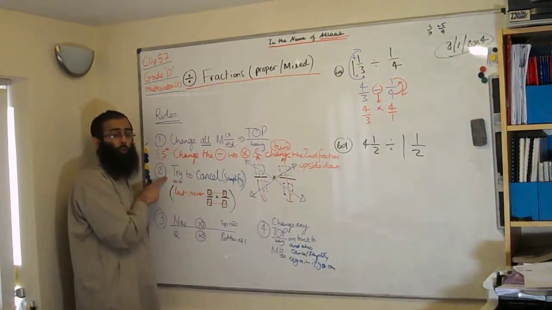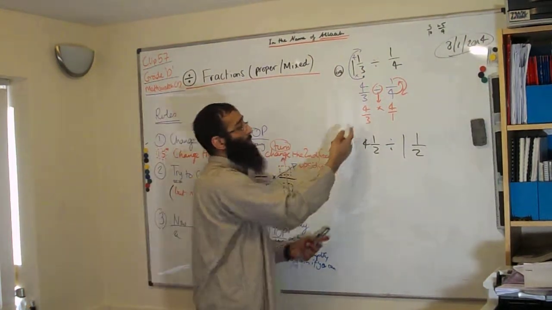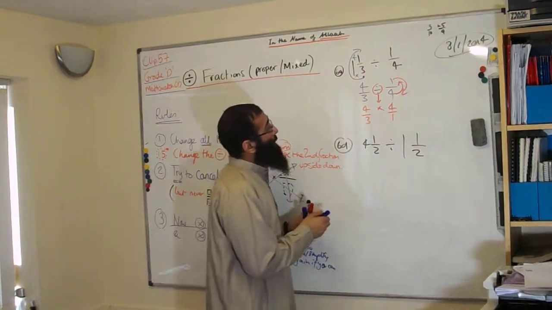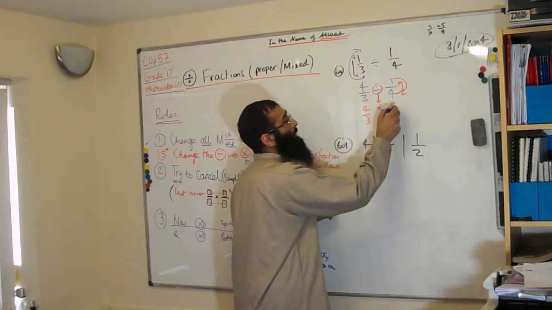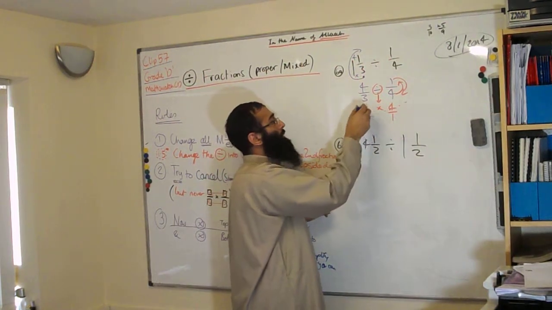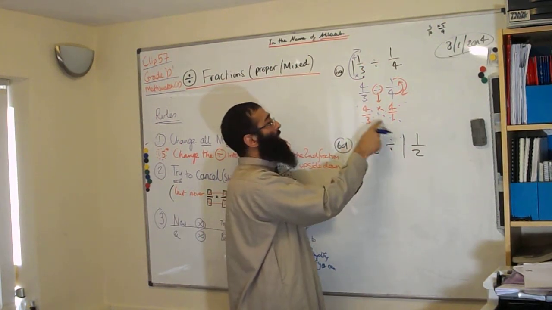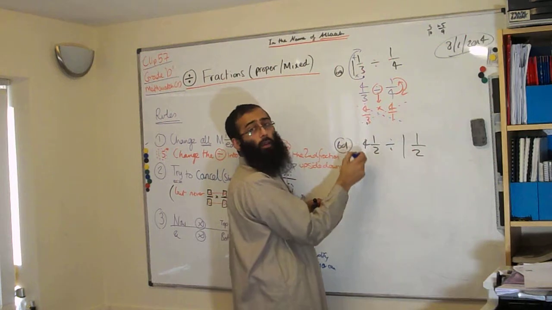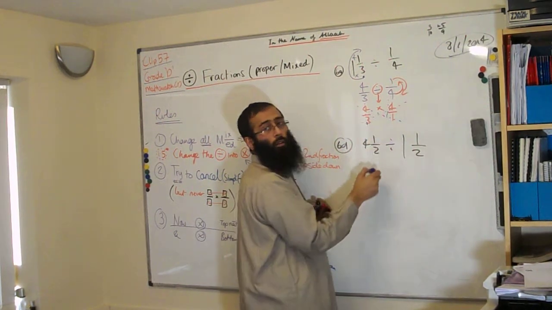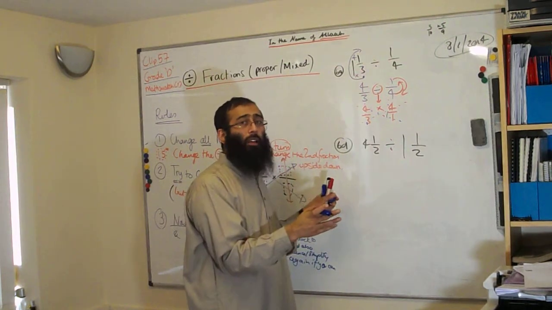Step 2, try to cancel diagonally or vertically. Let's look at this. Can we cancel this way? 3 and 4, no. Can we cancel this way? No, because that's already as simple as it'll get. Can we cancel this way? No, there's a prime number in there, it won't cancel. And this way, no as well. So we've tried to cancel in all the directions we're allowed to, and it won't cancel.